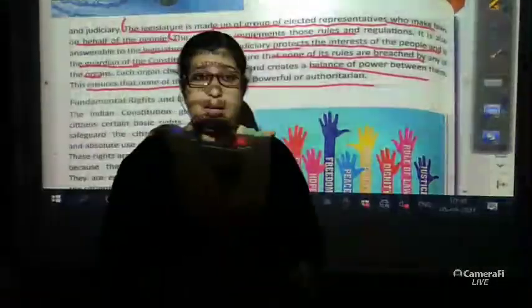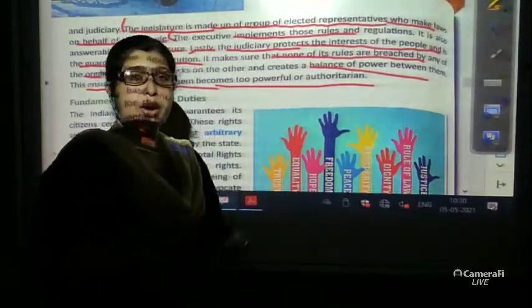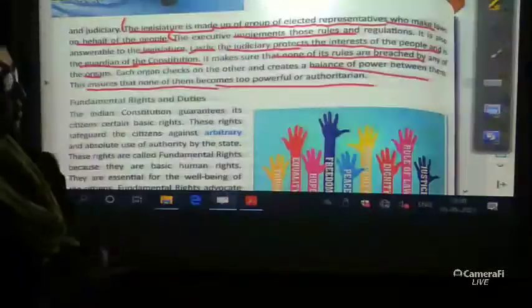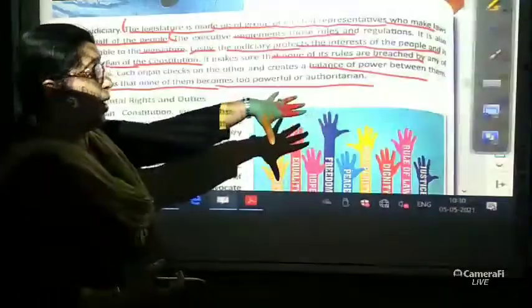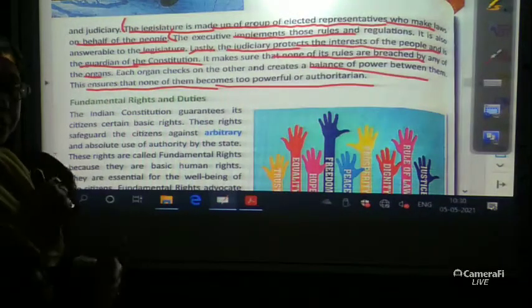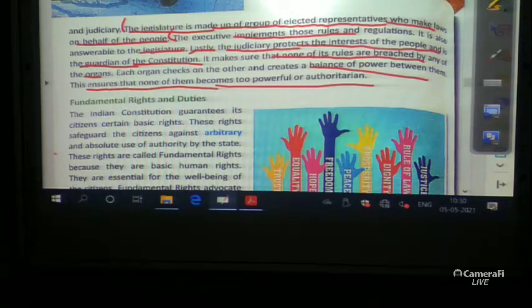So that means they divide the power properly. No one gets more power or enjoys more authority. For that reason the power is balanced between them, and this assures the people that none of them becomes too powerful or authoritarian.